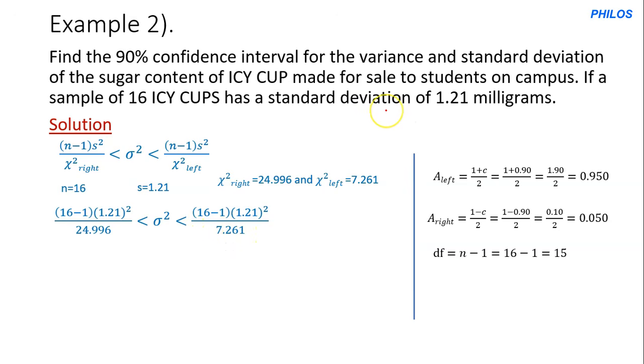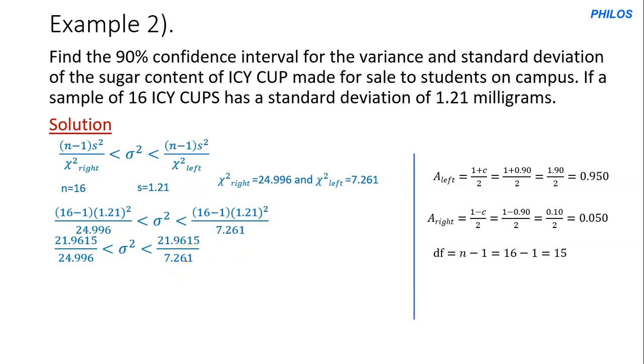7.261. Please remember that when the question gives you a variance, just substitute it without squaring anymore. But because the question gives you a standard deviation, you need to square it in the formula. Standard deviation is just the s part, so you still need to square it. So 16 minus 1 is 15. So when you multiply 15 by 1.21 square, you get 21.9615. Okay, so we can have 21.9615 divided by 24.996 less than population variance less than 21.9615 divided by 7.261.